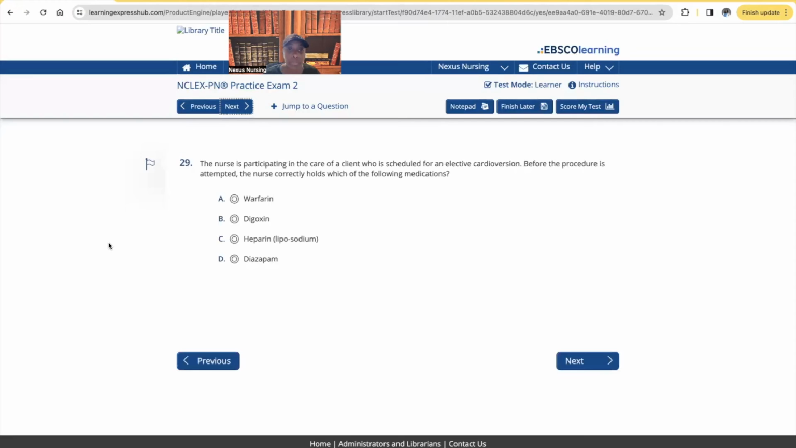The nurse is participating in the care of a client scheduled for an elective cardioversion. Before the procedure is attempted, the nurse correctly holds which of the following medications? Warfarin, digoxin, heparin, or diazepam? Which one would you hold?